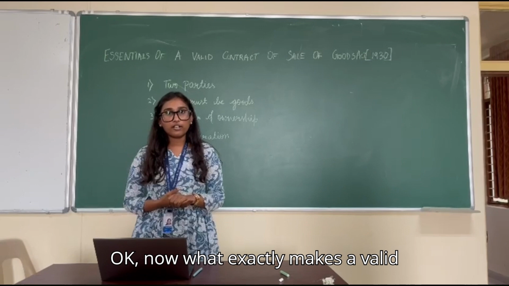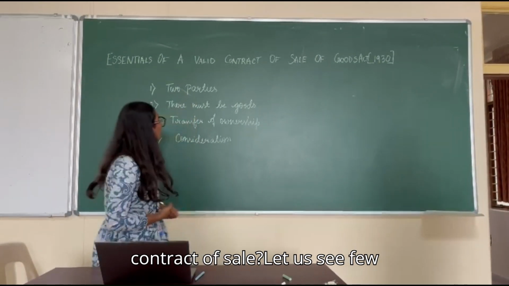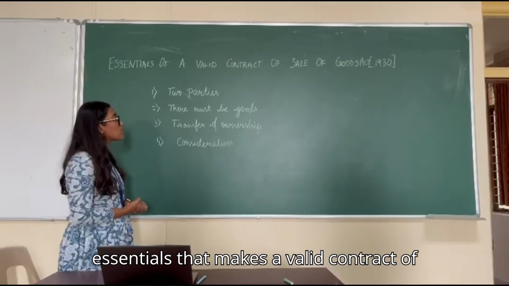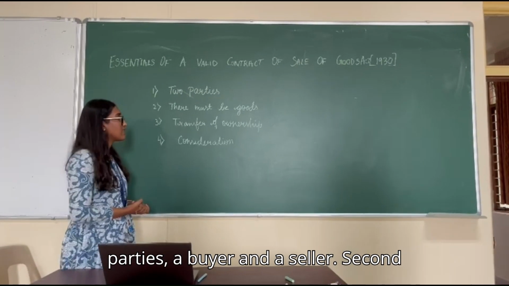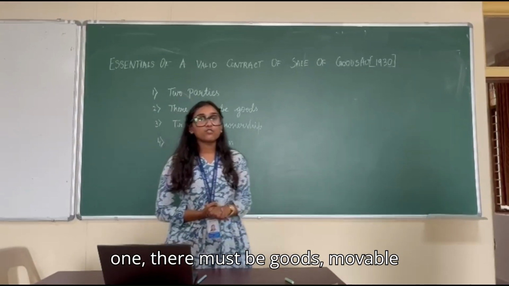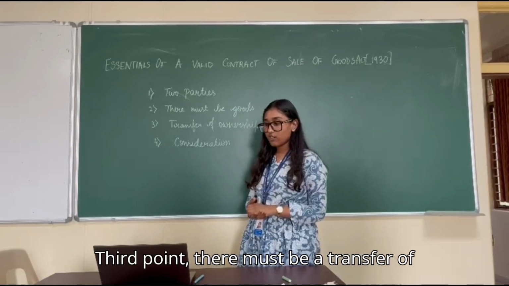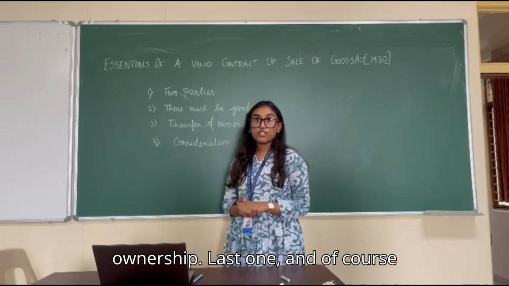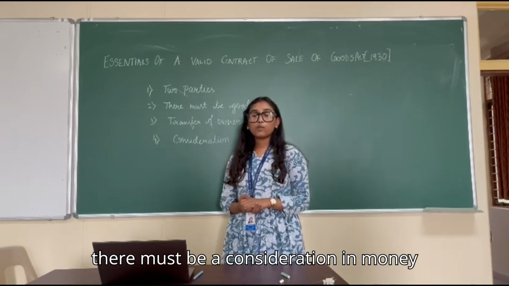Okay, now what exactly makes a valid contract of sale? Let us see a few essentials that make a valid contract of sale. First, there must be two parties, a buyer and a seller. Second, there must be goods, movable property, not immovable property like land. Third, there must be a transfer of ownership. Last one, of course, there must be a consideration in money.